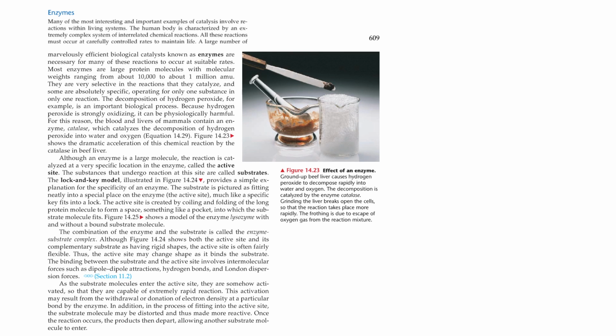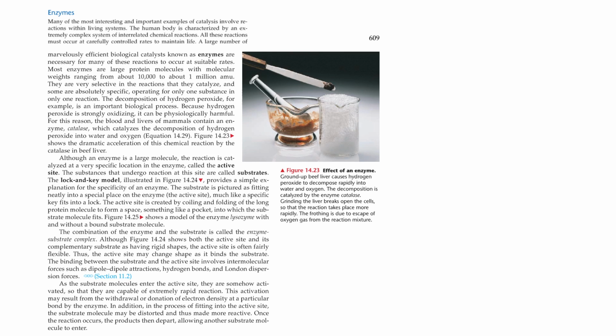The decomposition of hydrogen peroxide, for example, is an important biological process. Because hydrogen peroxide is strongly oxidizing, it can be physiologically harmful. For this reason, the blood and livers of mammals contain an enzyme, catalase, which catalyzes the decomposition of hydrogen peroxide into water and oxygen. Figure 14.23 shows the dramatic acceleration of the chemical reaction by the catalyst in beef liver.